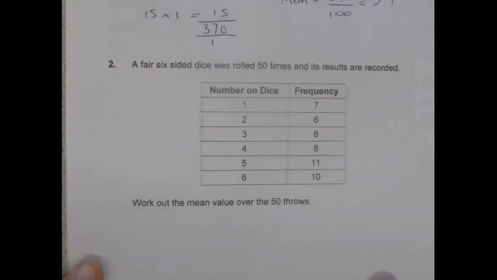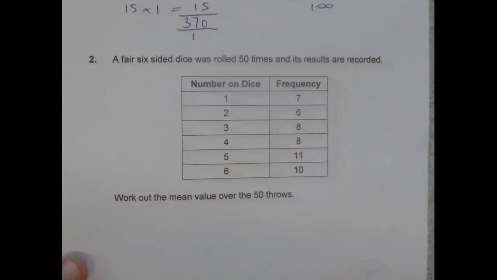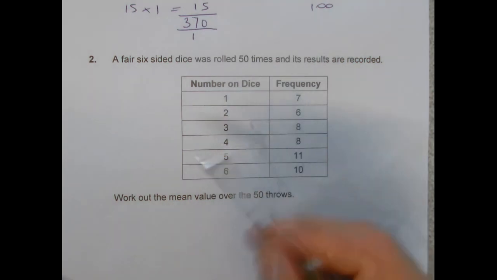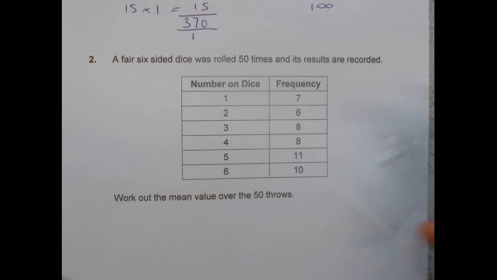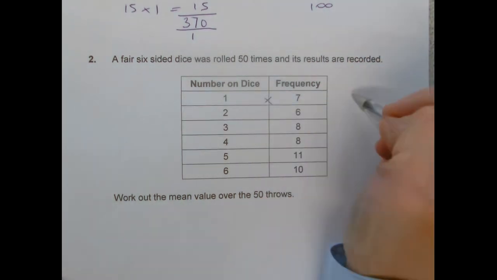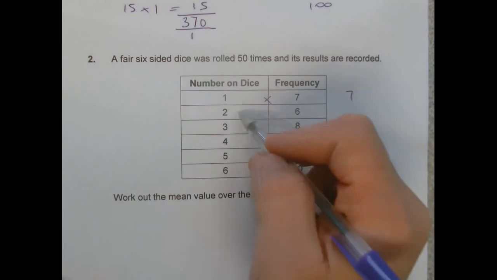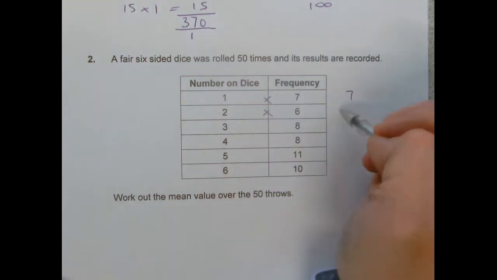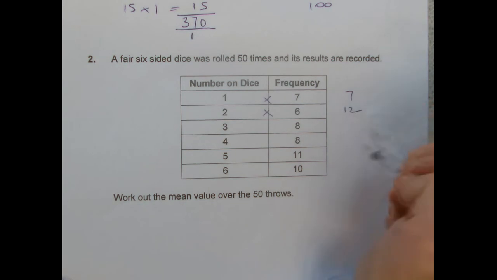Question 2, it says a fair 6-sided dice was rolled 50 times and its results are recorded. Work out the mean value over the 50 throws. So in this case, 1 came up 7 times. That's like doing 1 plus 1 plus 1 plus 1, 7 times. It's easier just to do 7 times 1, and you get 7 there. 2 came up 6 times, so 2, 6 times. Easier, as I said, to multiply. So we multiply these, you get 12.